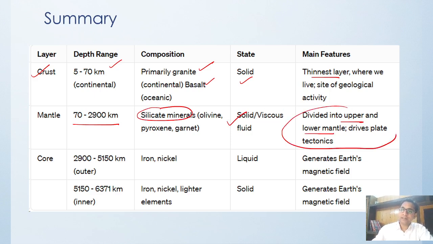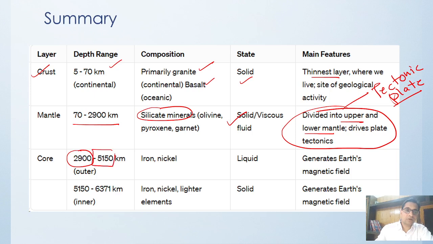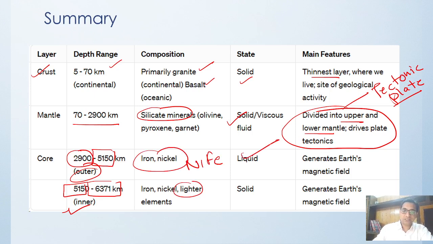Here, all the tectonic plate movement happens over here. Then from 2,900 kilometers to 5,150 kilometers is the outer core, and 5,150 to 6,771 is the inner core. Okay, so iron and nickel, NiFe. So this is liquid in state and this is solid in state, and this helps in generating the magnetic field.